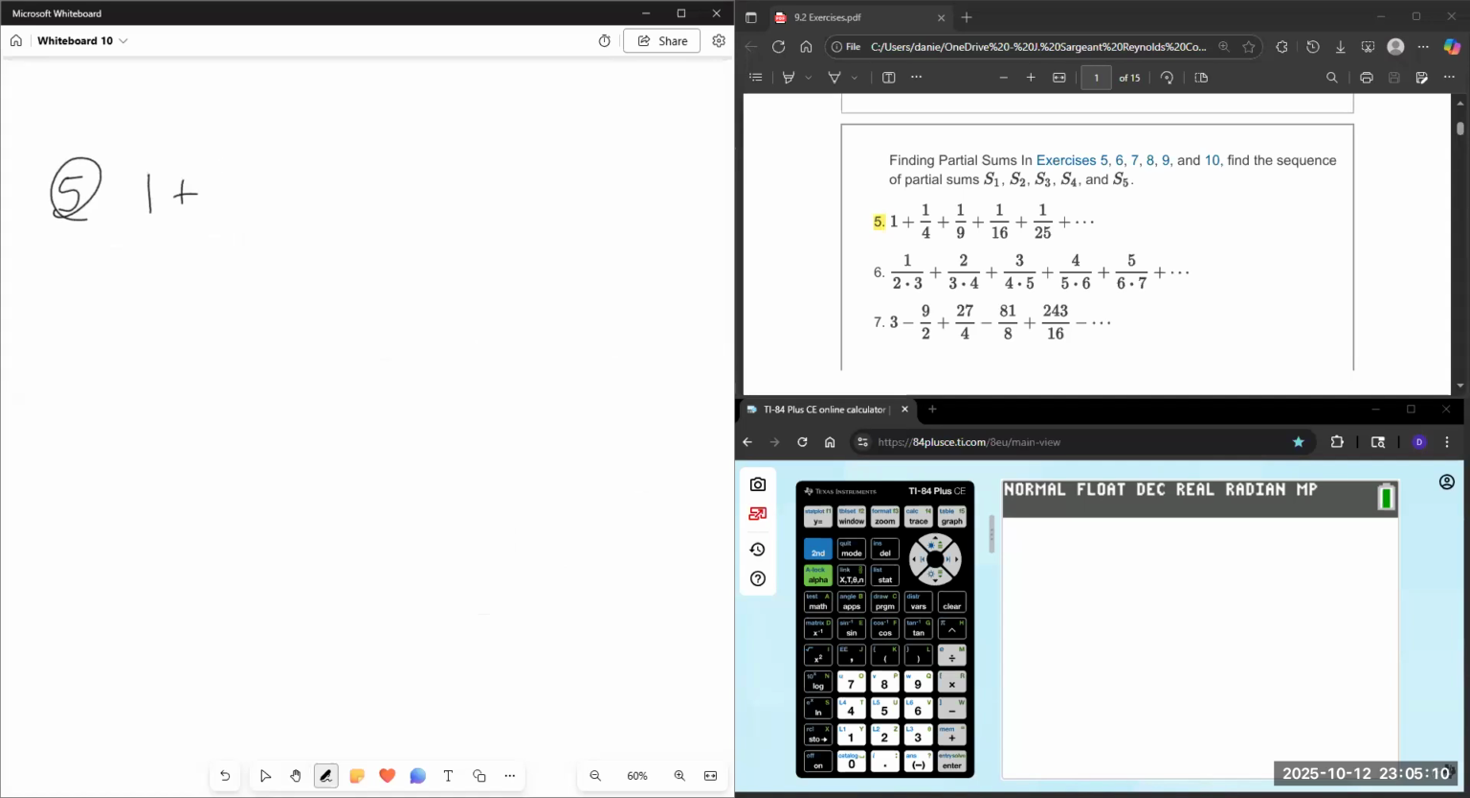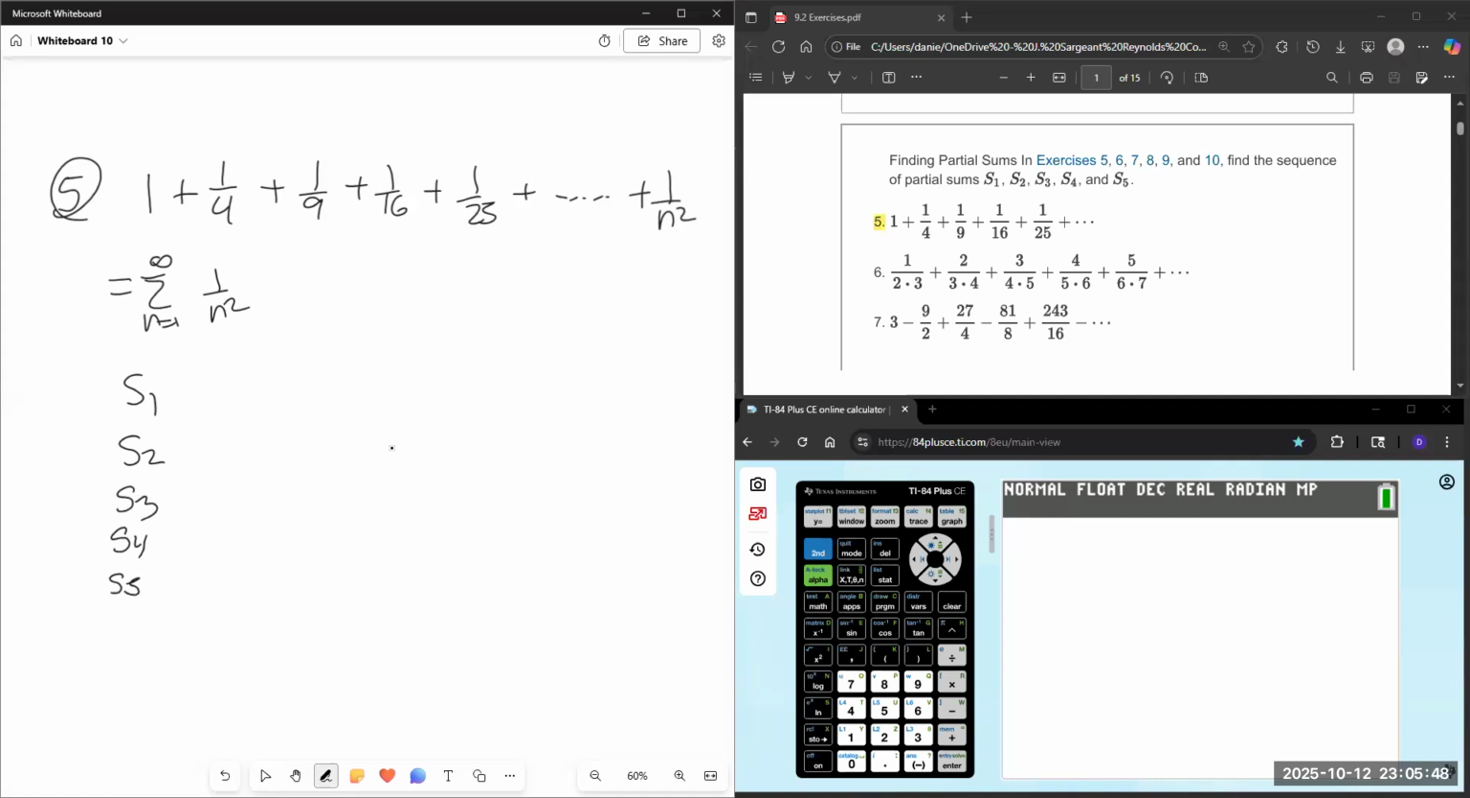This is a series. Notice the plus signs here, and you may notice the pattern. We're not going to need it, but if you were to try to induce this pattern here, this is 1 squared, 2 squared, 3 squared, 4 squared, 5 squared, would go out to 1 over n squared. So this would be the sum from n equals 1 to infinity of 1 over n squared. It's going to be important that you're able to do that. We're not going to need that for this particular problem. This just asks us to find the partial sums of these first 5 terms. Our calculator will be super helpful in that.